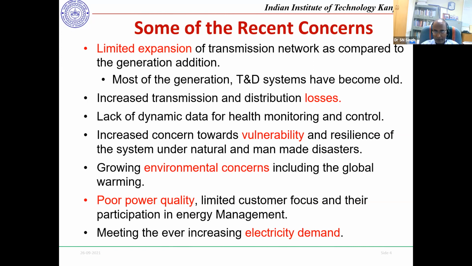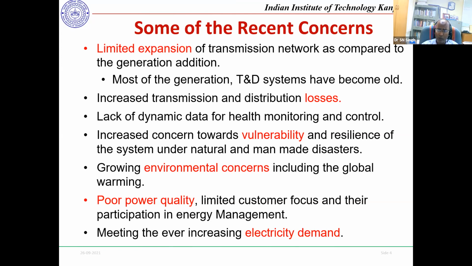Power quality, as the previous speaker was also saying, is another concern because we keep on adding power electronics based devices. These devices are very good for improving power system performance. They are meant for many applications, increasing the security and the reliability of the system, and for power factor correction.